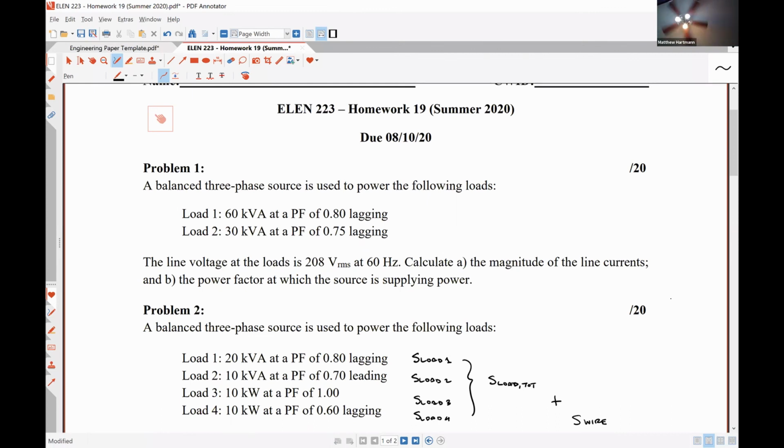Any other questions about this or any of the previous homeworks on three-phase power or three-phase systems, excuse me? No, I'm good.